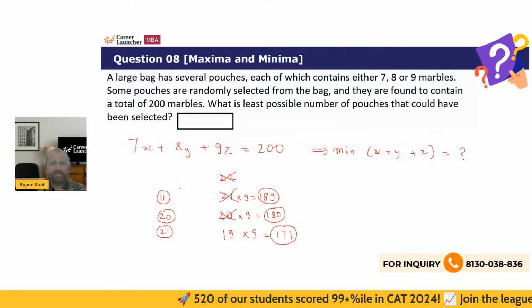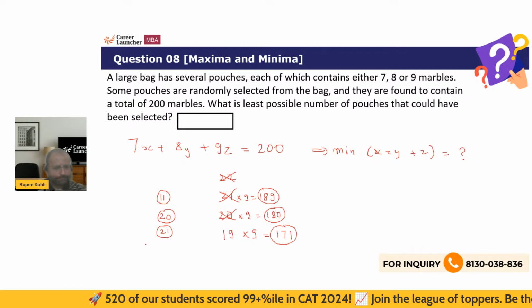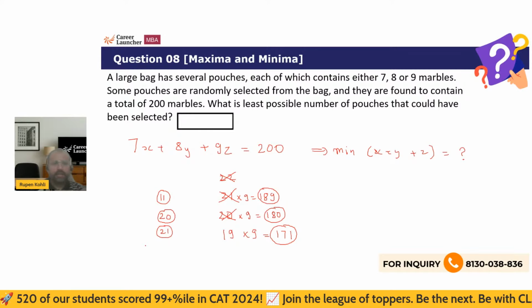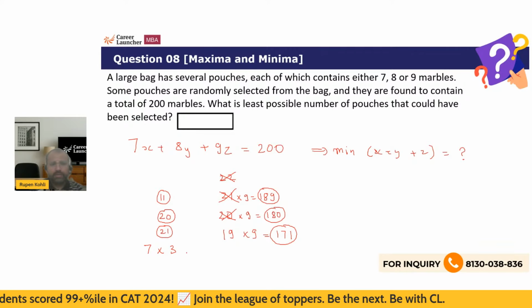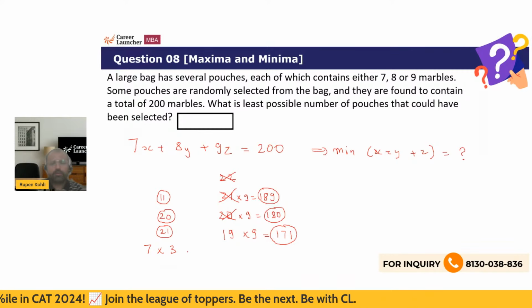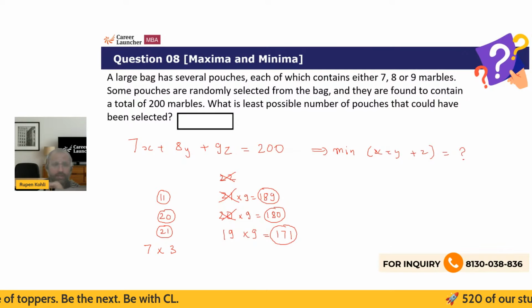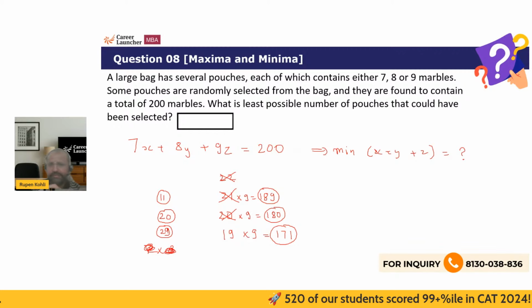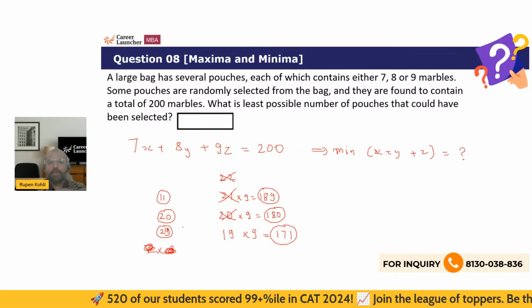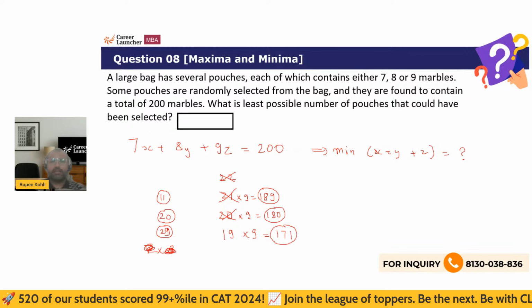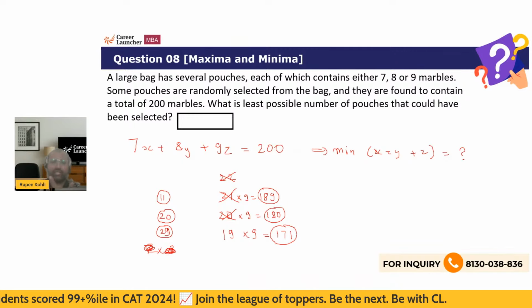So what is the best way? 7 into 3, 21. Oh, sorry, my bad. One minute. We need 29, right? Just 1 second. My bad. Sorry, we need 29. I wrote 21 wrongly. My bad. 171, 29, right? Not 21, 29. Sorry. If 29 is needed, then I would want to have more of 8s.